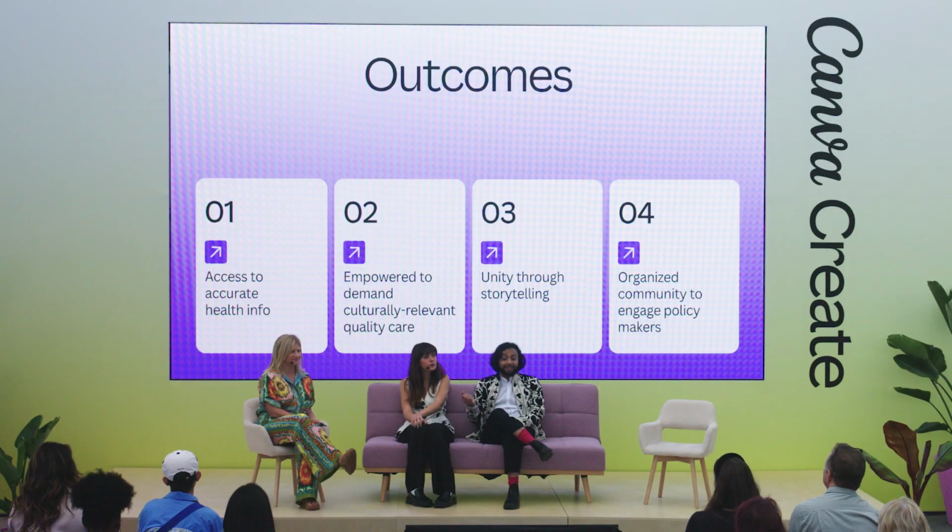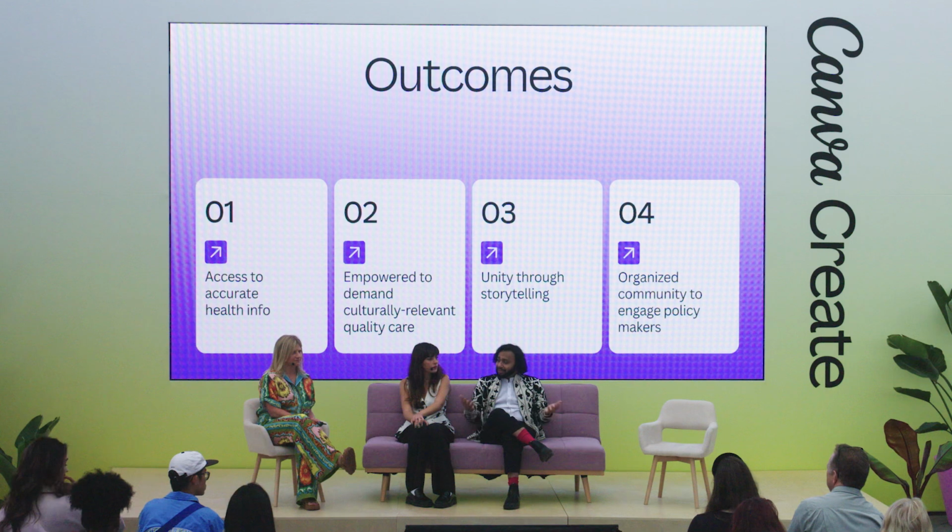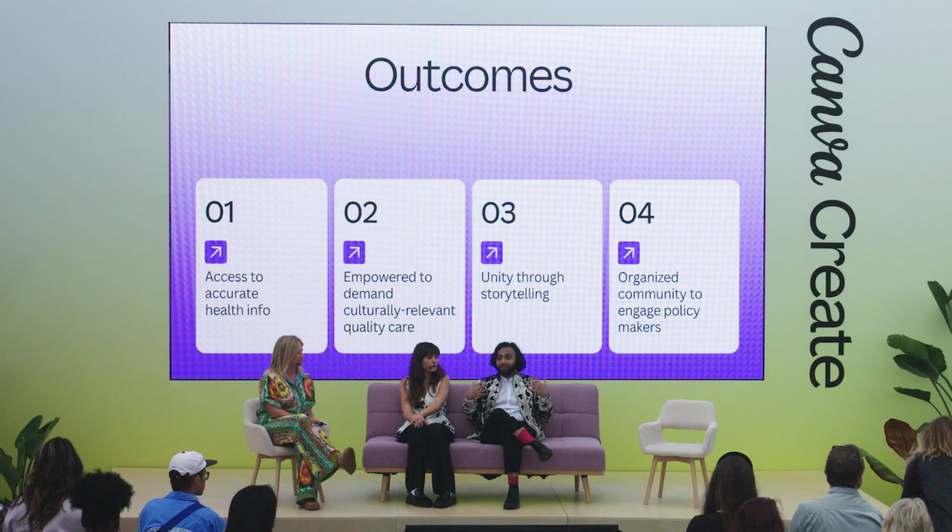Some of the near-term outcomes that I'm very excited to see already happening are that more young people have access to accurate information to talk about topics around LGBT rights, mental health, native voices, and health justice. More young people feel empowered to demand culturally relevant care, and they have a greater sense of unity among them with the storytelling that they do on social media. And there are more young people who are organizing and getting a seat at the table with policymakers to start demanding change.